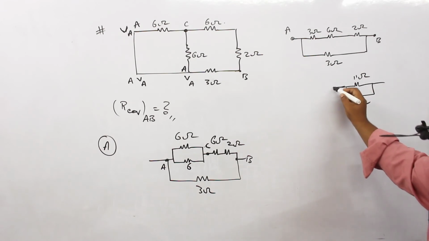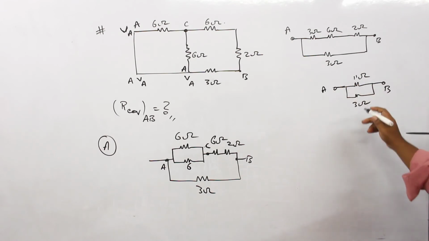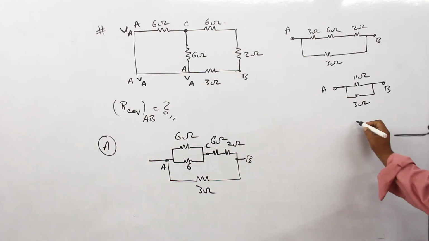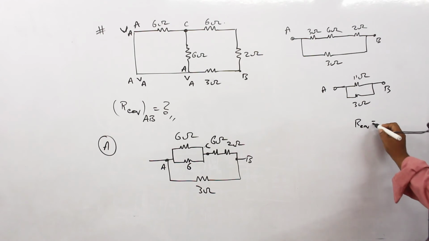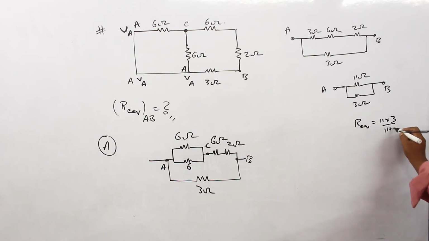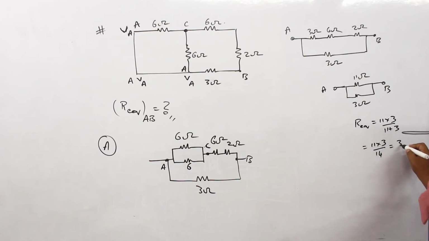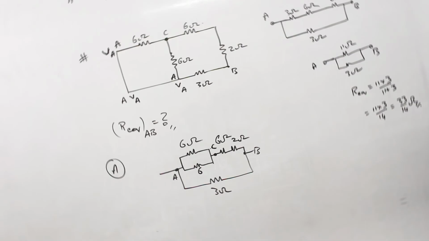So this is terminal A and this one is terminal B. 11 ohms and 3 ohms are connected in parallel combination. Therefore, R equivalent is equal to 11 into 3 divided by 11 plus 3. So 11 into 3 divided by 14. So 33 divided by 14 ohms will be the total equivalent resistance of this circuit.